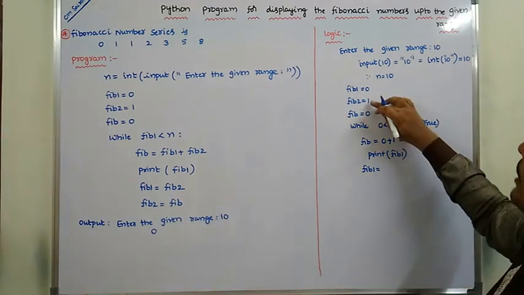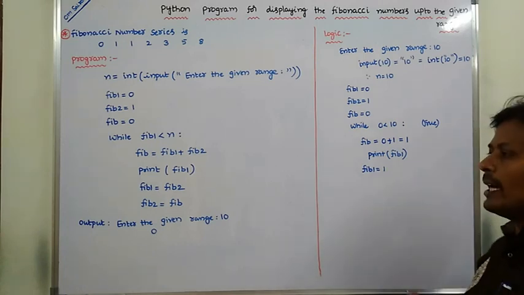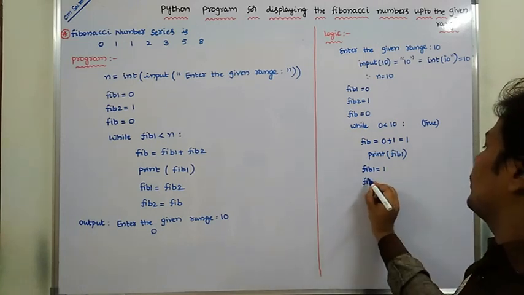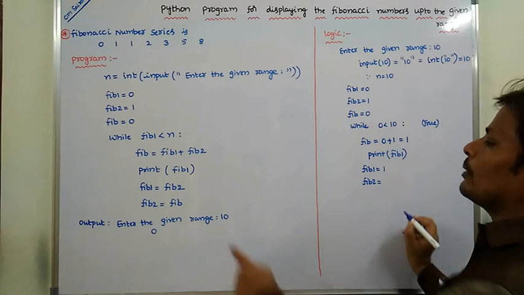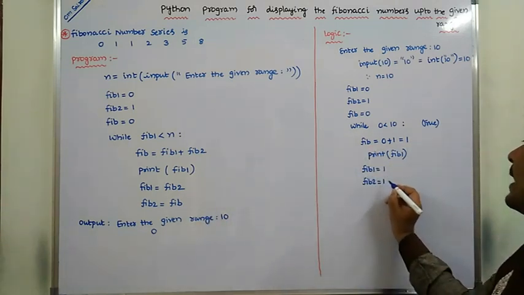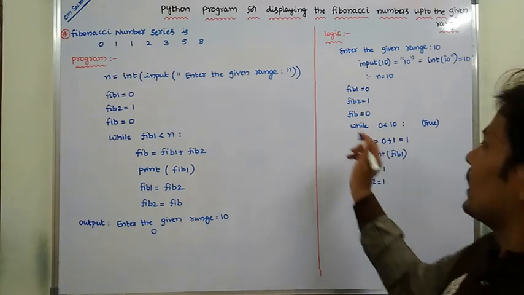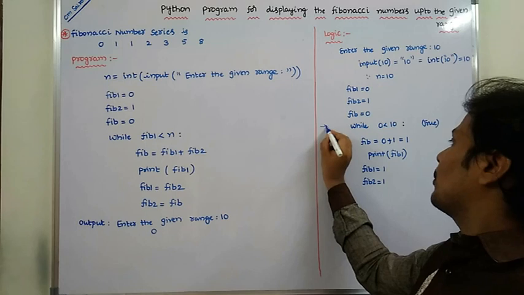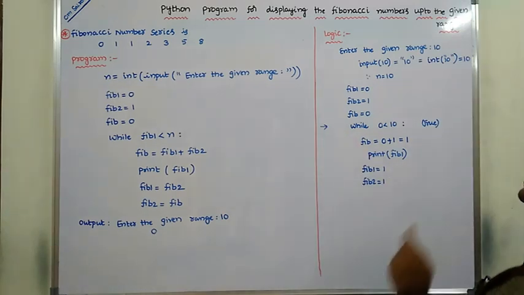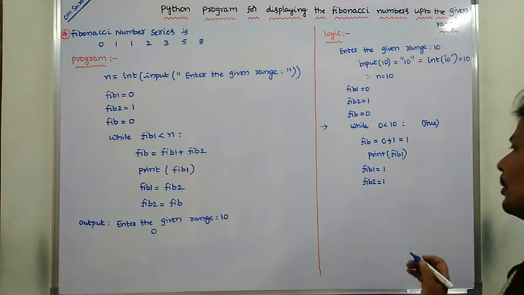Okay. Next, after printing the Fib1 value, Fib1 is equal to Fib2. So what is the Fib2 value? Fib2 value is 1. So 1 is assigned to Fib1. Next, Fib2 is equal to Fib. What is the Fib value we are getting? That is 1. 1 is assigned to Fib2. Okay. So after completing the first step, what are we getting? Fib is equal to 1, Fib1 is equal to 1, Fib2 is equal to 1.